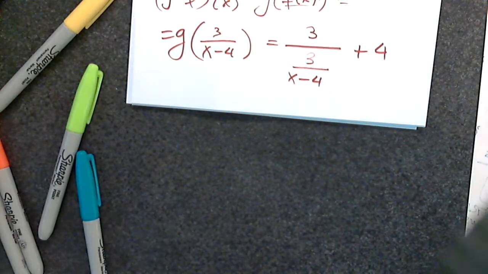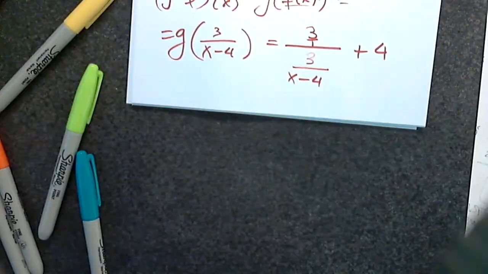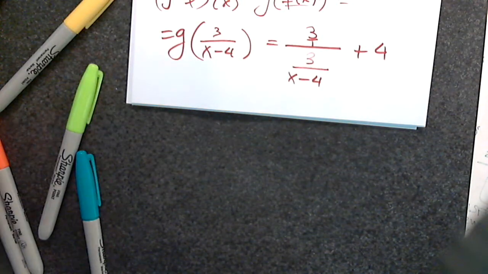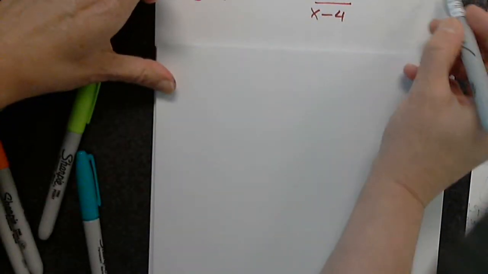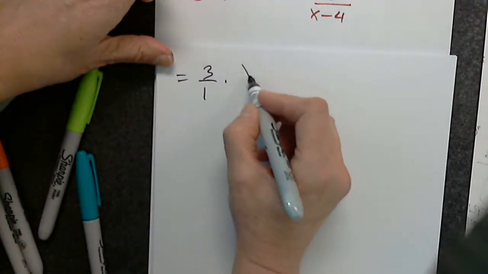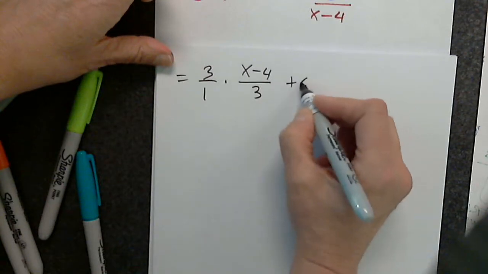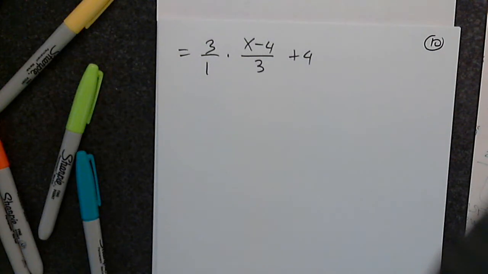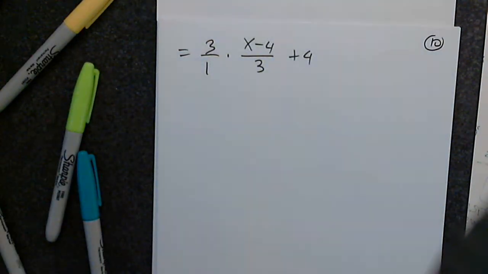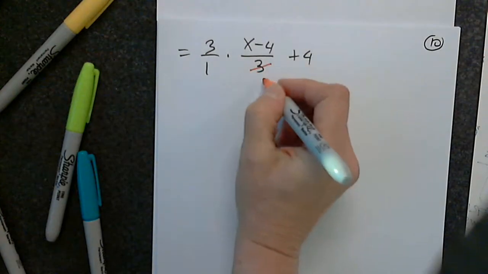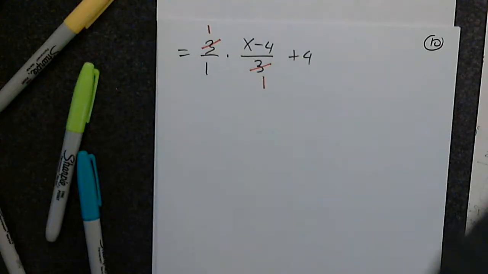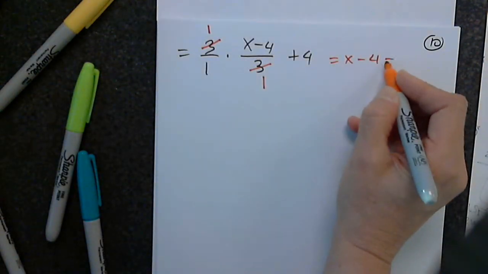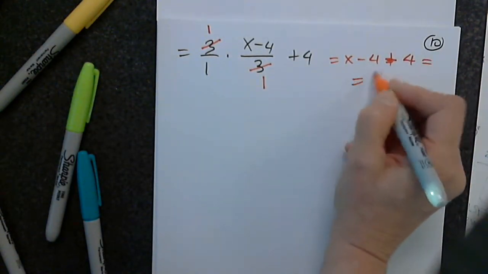Very good. Remember, the top is 3 over 1. What do I do? Exactly. So I copy 3 over 1 and multiply by x minus 4 over 3 and outside plus 4. Please get into the habit of simplify first, not distribute, not multiply. Simplify first if you can. 3 divided by 3 is 1. 3 divided by 3 is 1. What is left from the first product? And what is the answer?